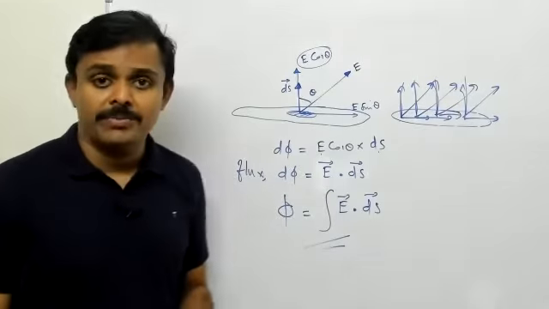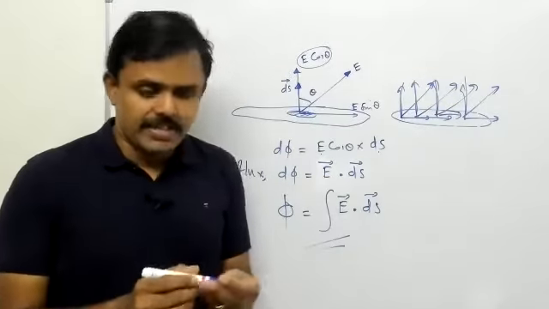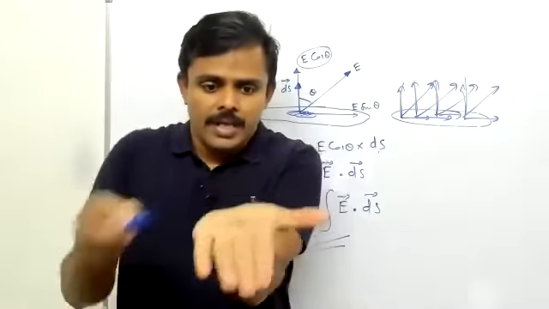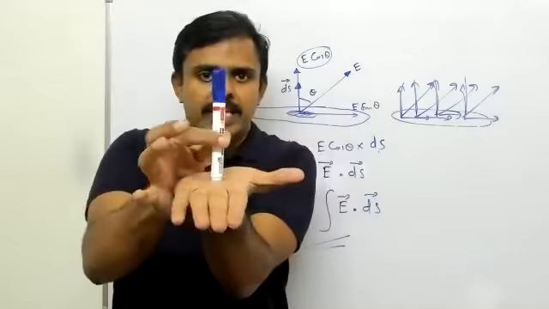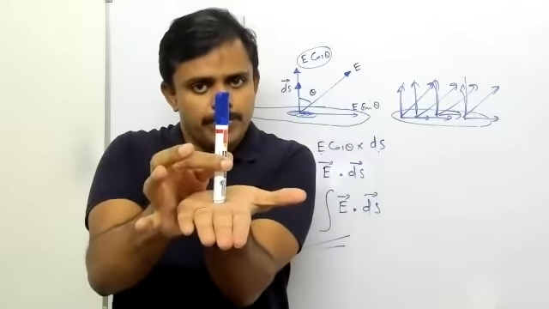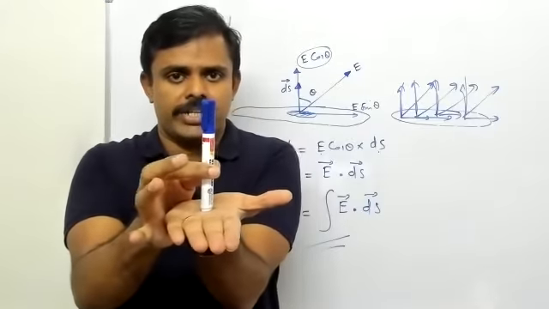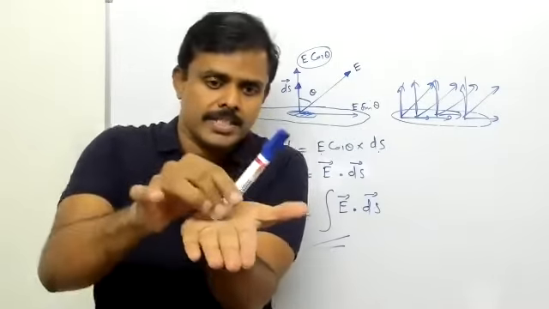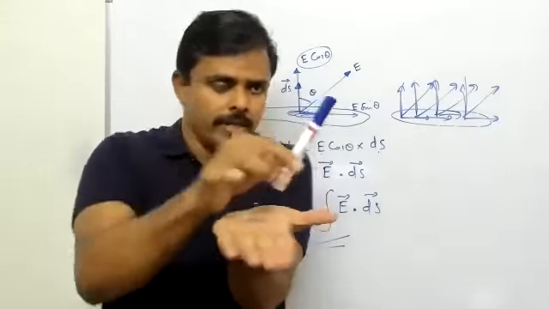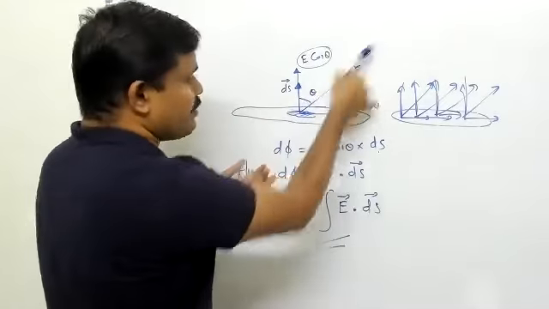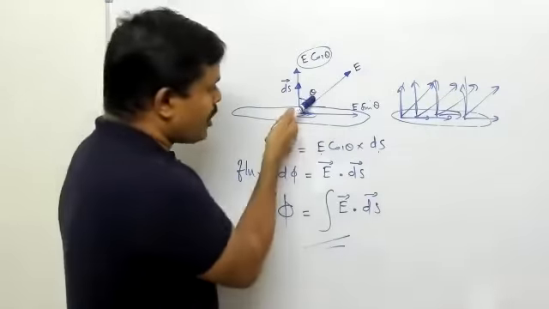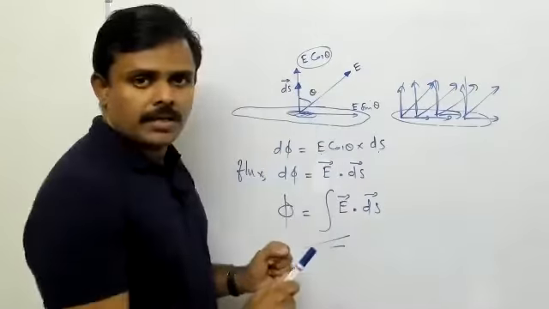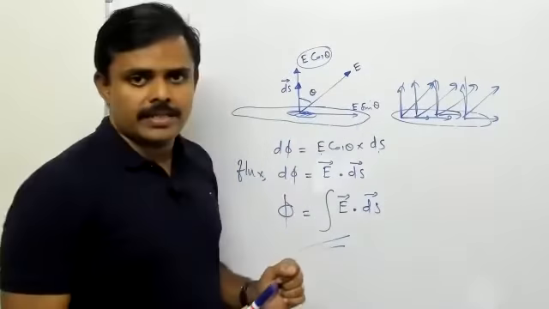I'll quickly repeat this one more time. We have a surface here, a big surface, and on the surface I have taken a small area. This is the area vector. The area vector is always perpendicular to the surface under consideration. This is the direction in which the field line is going. That field line can be resolved into two components. The component near to theta is E cos theta. The component away from theta is E sin theta.